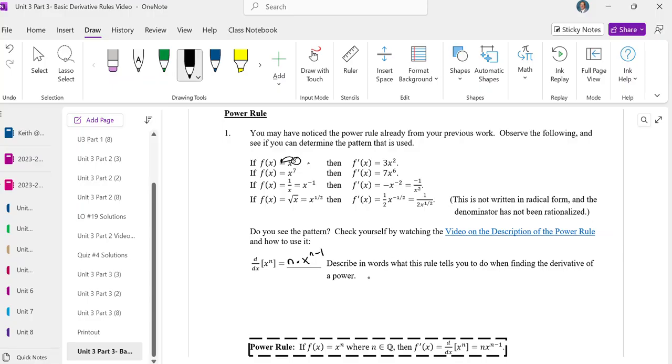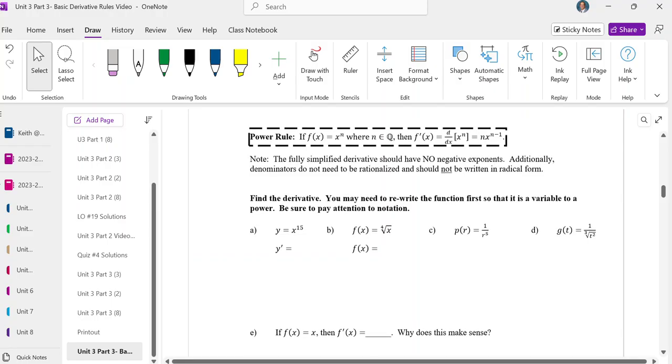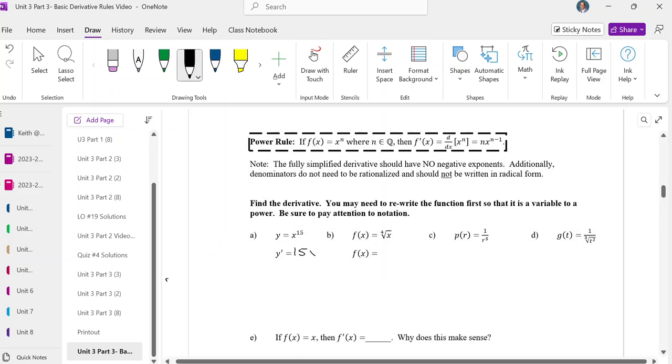In other words, you multiply by the power and subtract the exponent by 1. Right, so x to the n is n times x to the n minus 1. So for example, the derivative of x to the 15th is 15x to the 14th.